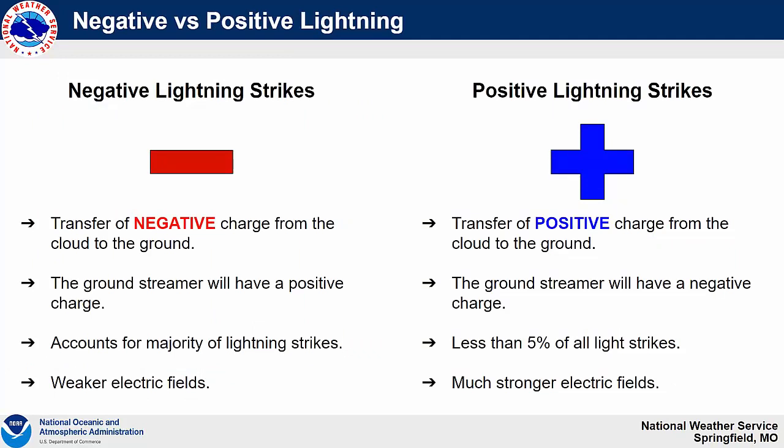So what are the differences between negative lightning strikes and positive lightning strikes? On the left-hand side, you can see that a negative lightning strike is a transfer of negative charge from the cloud to the ground, and the cloud-ground streamer will have a positive charge. It accounts for the majority of lightning strikes within a thunderstorm, but has weaker electric fields. On the other end, you have positive lightning strikes that transfer positive charge from the cloud to the ground. Typically, the ground streamer will have a negative charge, and it only accounts for less than 5% of all lightning strikes, but has a much stronger electric field.